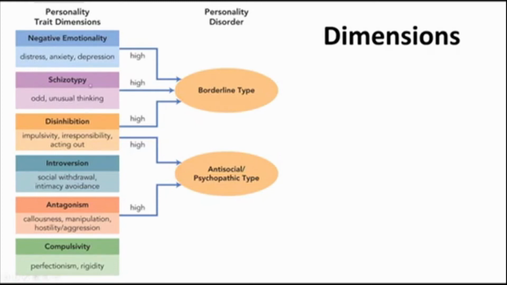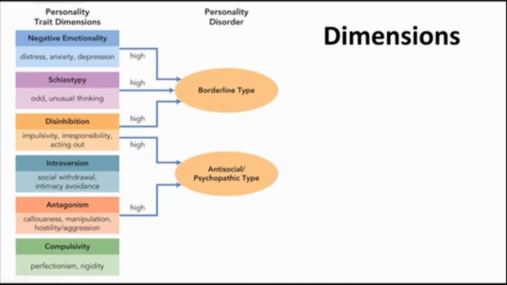We can also look at schizotypy, which is basically odd or unusual thinking. So the same root of schizophrenia, where it's disordered and odd behavior and thinking there. We can have disinhibition, where if you're scoring high in disinhibition, you're very impulsive. You're not inhibited. You're irresponsible. You act out. We already talked about introversion, but at the extremes, we'd be looking at withdrawing from society, avoiding having relationships with people.